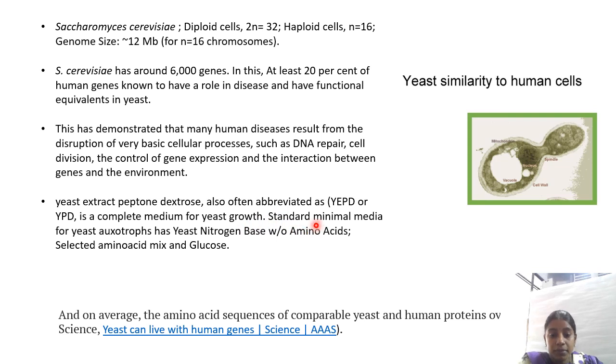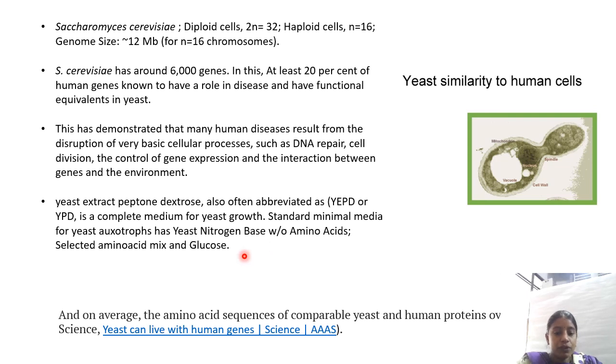If you see the minimal medium, okay, this minimal medium will have the nitrogen base, nitrogen containing salts as well as carbon sources, okay. But it would be without the amino acids. So they have various ranges of amino acid mixes. For example, if a particular Saccharomyces cerevisiae strain is a leucine minus auxotroph, then they would have the nitrogen base, okay. Then for that leucine minus auxotroph to grow in the plate, right, it requires minimal media, and in that minimal media the leucine amino acid has to be added because it's a leucine minus auxotroph. So the leucine amino acid has to be added.